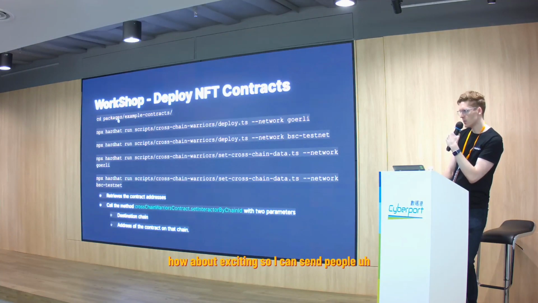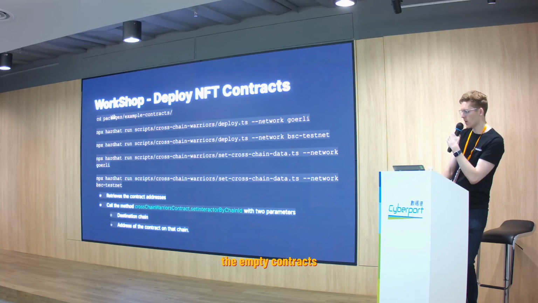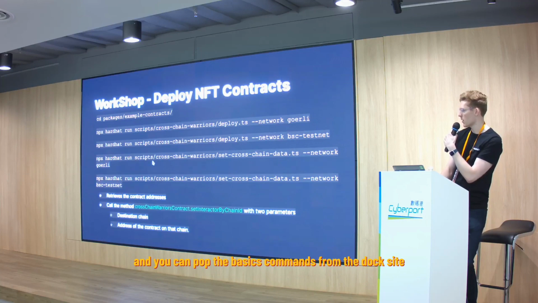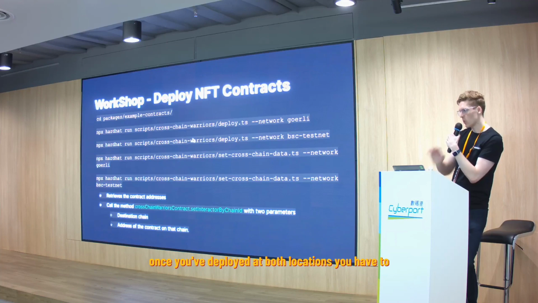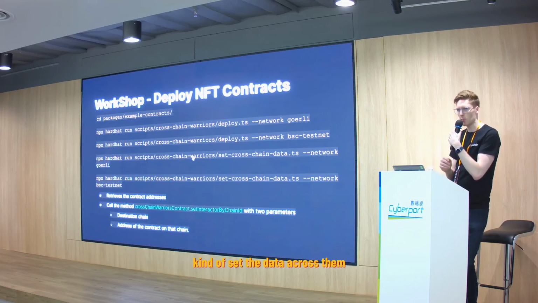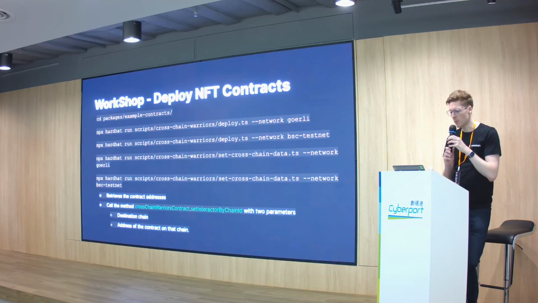Alright, I'm going to extend it so I can send people tokens since it didn't work from the faucet, but this is essentially how you would deploy the NFT contracts. You're going to go into the examples contract, run the npx hardhat run scripts, and you can copy paste these commands from the doc site. And then once you've deployed at both locations, you have to set the data across them. This is why the cross-chain element is usually a little more difficult than omni-chain.